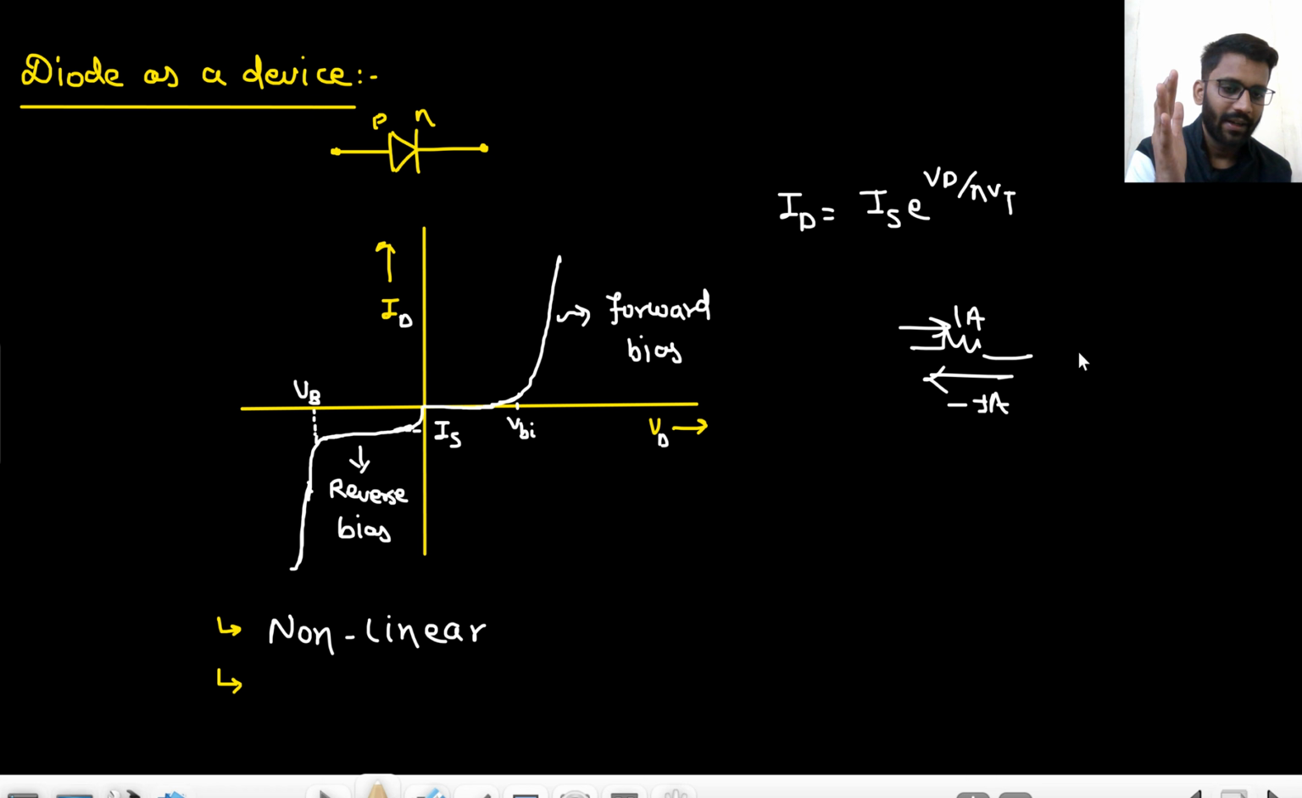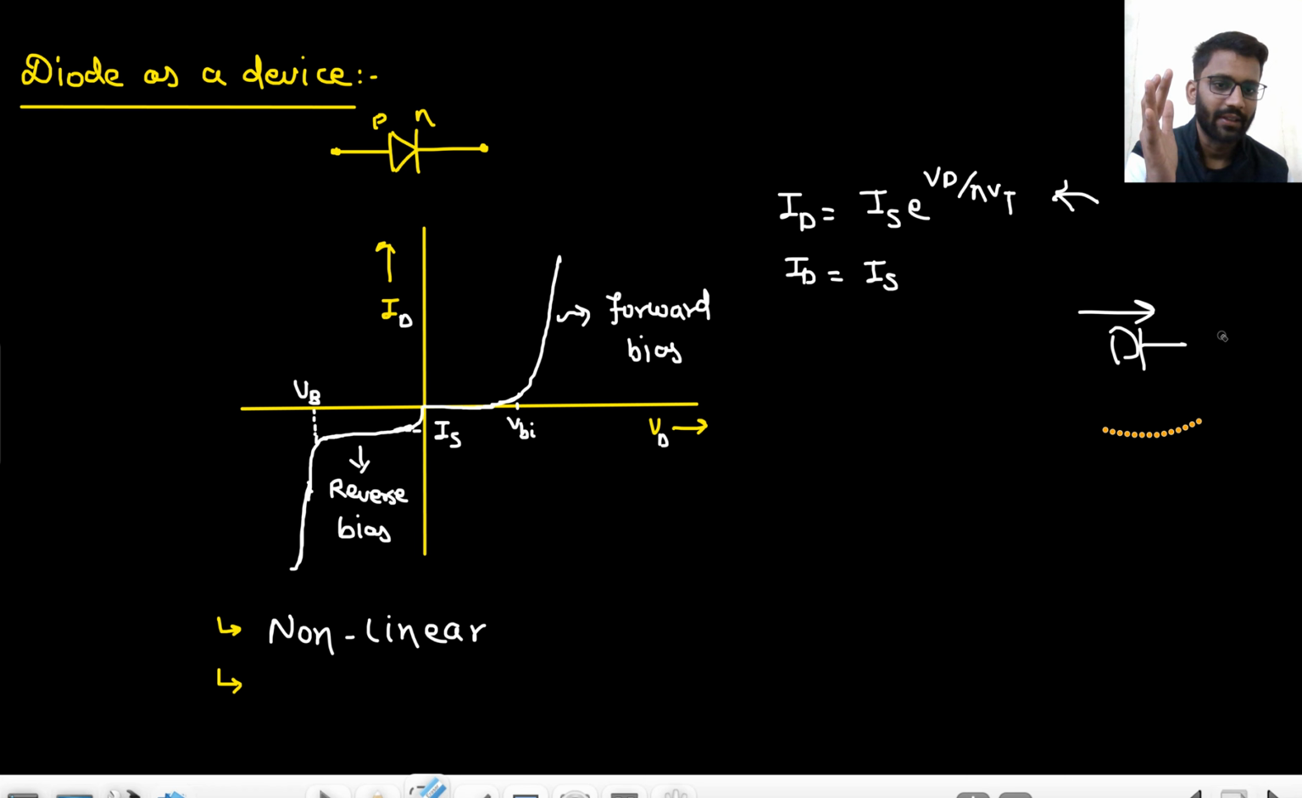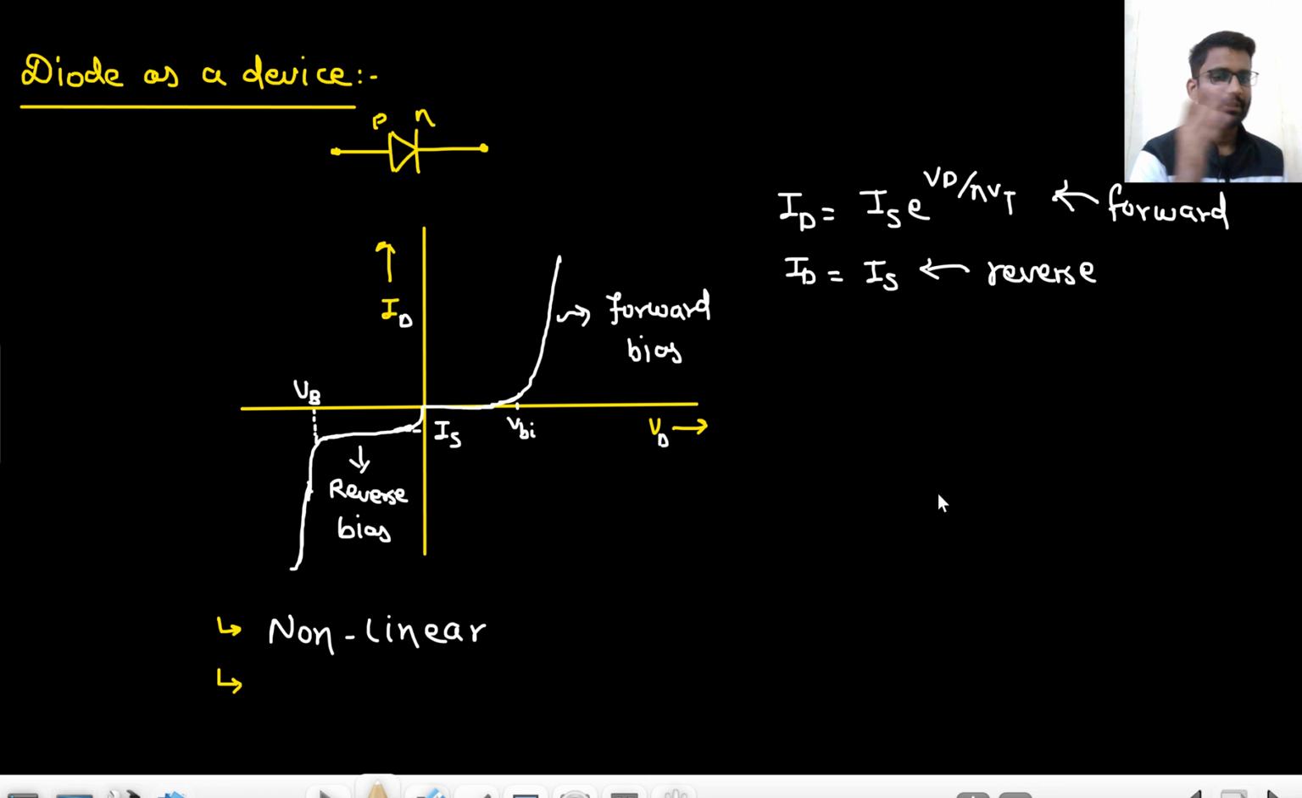This is the forward current. What is the reverse direction current? That is the reverse saturation current only, that is IS only, right? This was forward, this was reverse. So it is not providing the same amount of current in both directions. That means it is not providing the same amount of resistance in both directions.